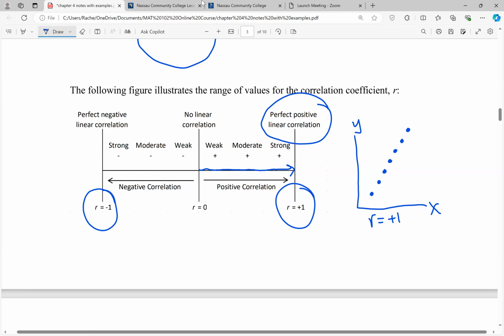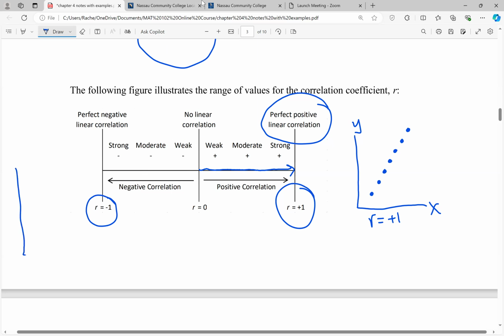And then we could have anything in between 0 and +1. But we could also have a really, really strong negative linear correlation. So just because R is negative, it doesn't mean that there's no correlation. All that means is that there's a negative correlation. And the closer R is to -1, the stronger the negative correlation. So again, the closer that R is to 0, the weaker the relationship.